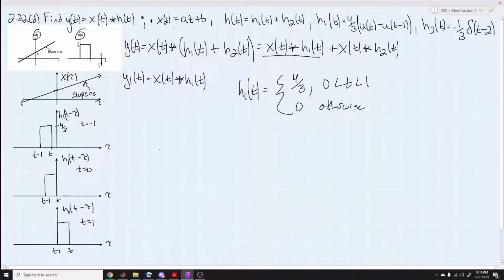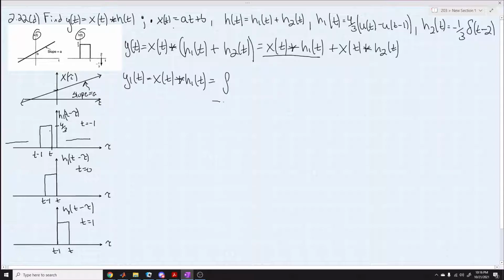But that doesn't really help us on figuring out what we're going to integrate over. I think these pictures help with what we're going to integrate over, because we know that h1 of t minus tau is all zeros over here. It's all zeros over here. So we're only going to get a value when we integrate along the length of this box. And the length of this box is t minus 1 to t. And because we know the magnitude is 4/3, this convolution becomes the integral over all of time of x of tau times h of t minus tau, d tau. And we know what h of t minus tau is. It is this box that goes from t minus 1 to t with an amplitude of 4/3.